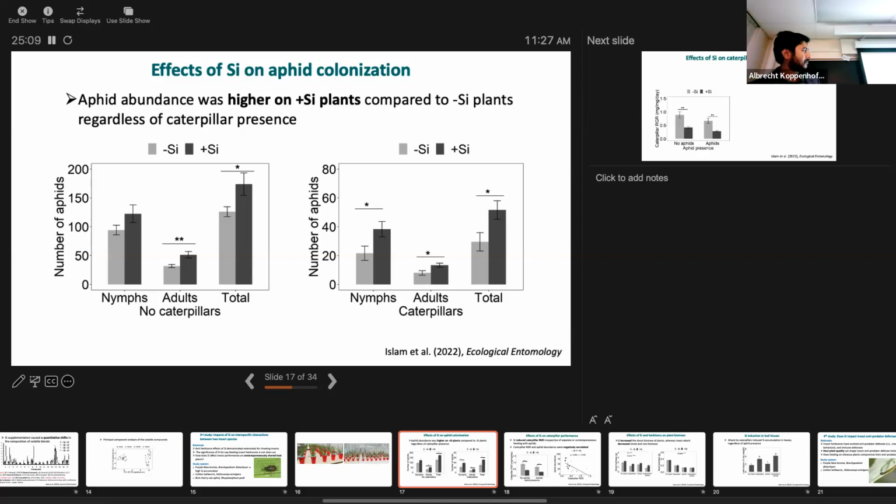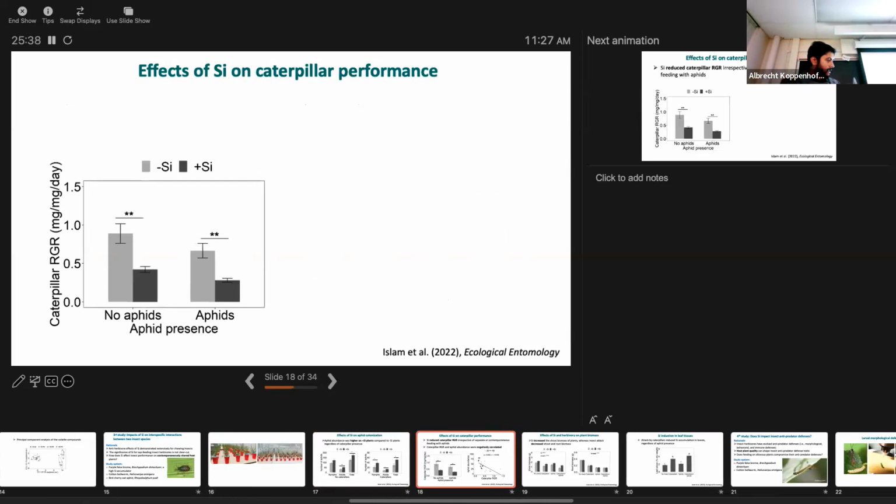We found the same trend when plants were also infested by caterpillars. The abundance was lower here compared to no caterpillar plants. So there was a kind of competition between caterpillars and aphids. That's why you can see the number of aphids went down compared to this one. But silicon supplementation had a positive effect on aphid colonization.